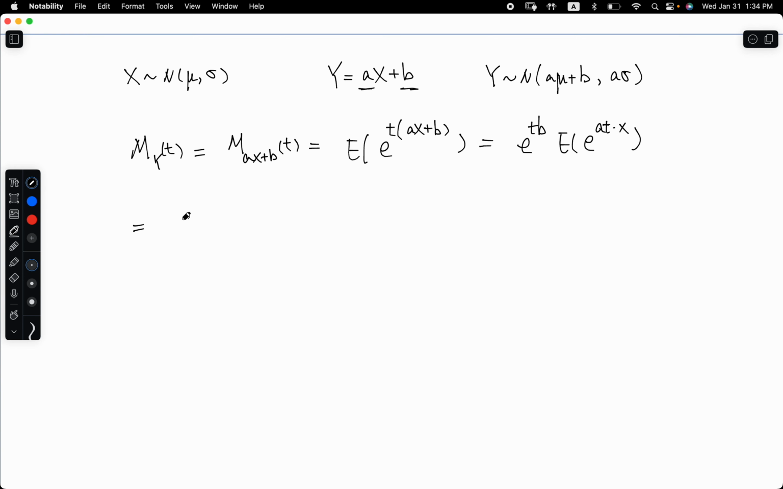So by doing this kind of rearrangement, we get e to the t multiplied by the constant b, and we have the moment function with respect to the original random variable X, but this time the t becomes at, the new t here.